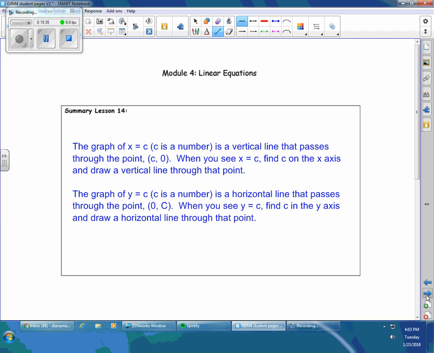So the graph of x equals some number is a vertical line that passes through the point of that number, comma, 0. So when you see that, you're going to find that it's going to pass through the x-axis and it's going to be a vertical line. The graph of y equals some number is going to be a horizontal line that again is going to be passing through the y-axis at that number, and it's going to be a horizontal line.